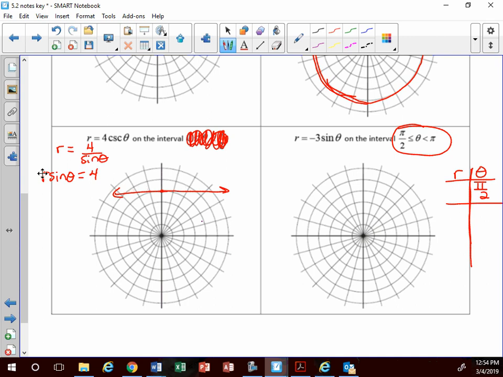What do I get when theta is pi over 2? -3, yes. The over 6s are easier, so let's do 5 pi over 6. What would I get there? -3/2, right? And then I'll go to pi. That's the end of my points then. What do I get at pi? 0.